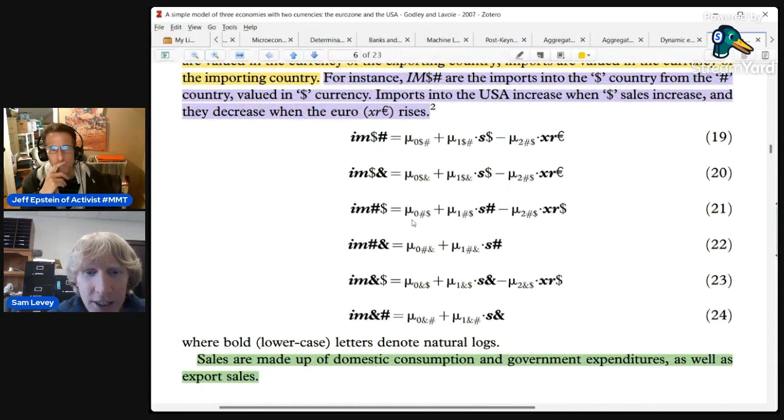So the first term is just a constant, right? And it tells you, if nothing else mattered, that's how much the U.S. would decide to import. And same for all these other countries. This is how much the U.S. would import from that country. This is how much the pound country would import from the U.S., and so on. And there's no thinking about what that number is.